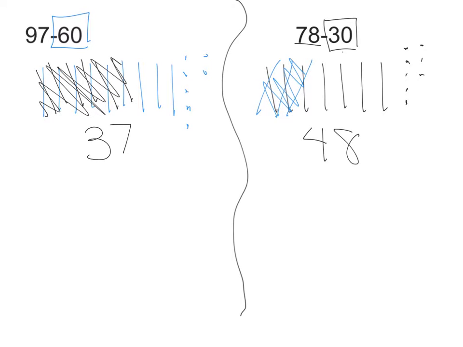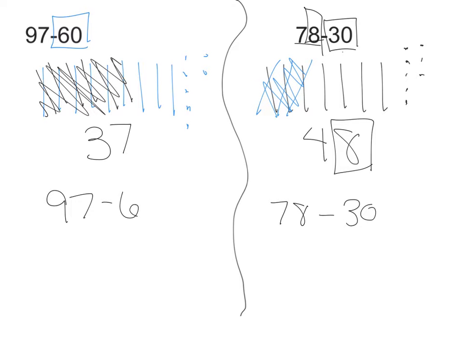Now, something you might have noticed is that my 1s have not changed from my original problem because I was not taking away any 1s. Okay? As always, I want to check my work. So here is my math number bond way of solving this problem. I'm going to write 78 minus 30. On your paper, please write 97 minus 60. Pause the video, start the video again when you are ready to continue.